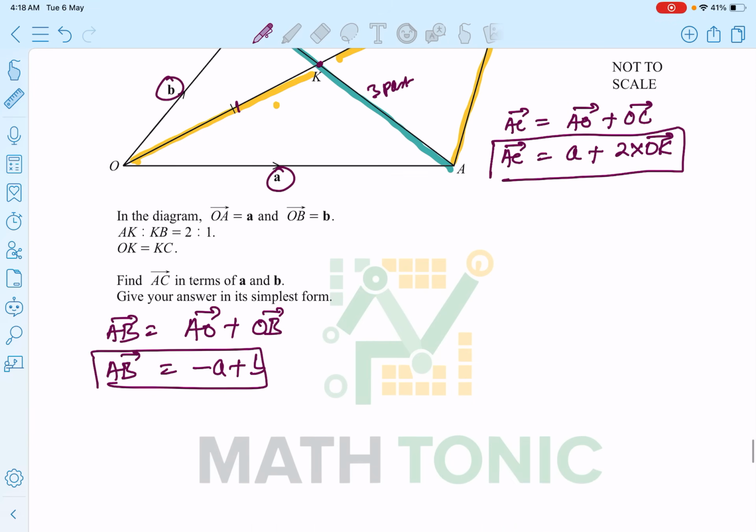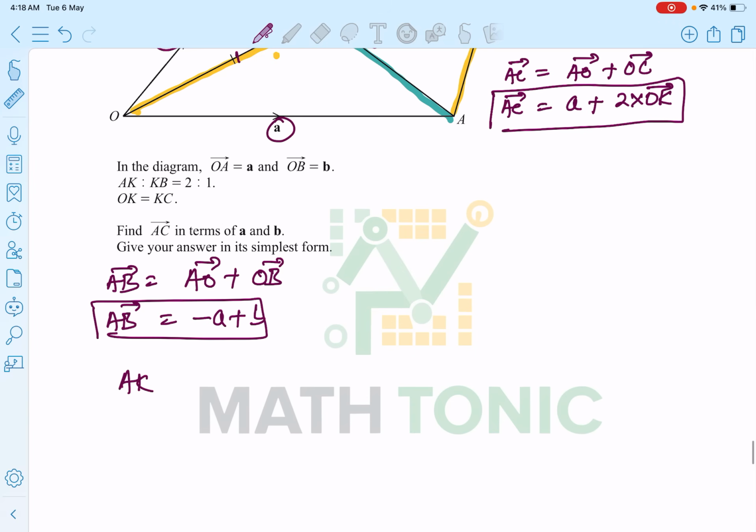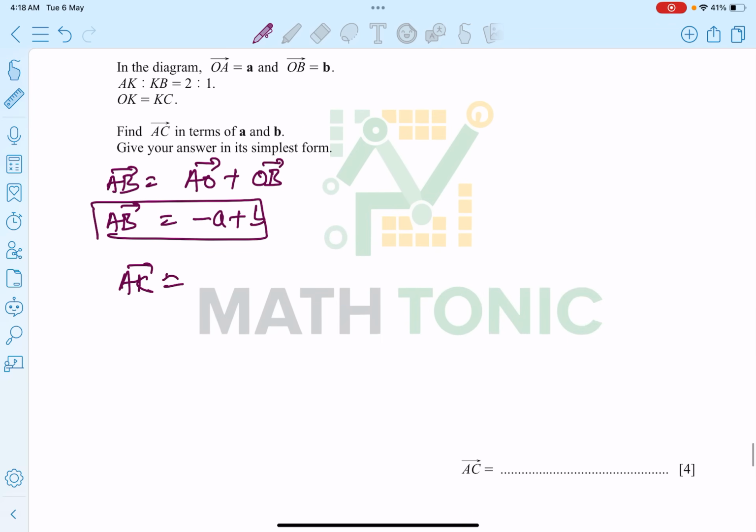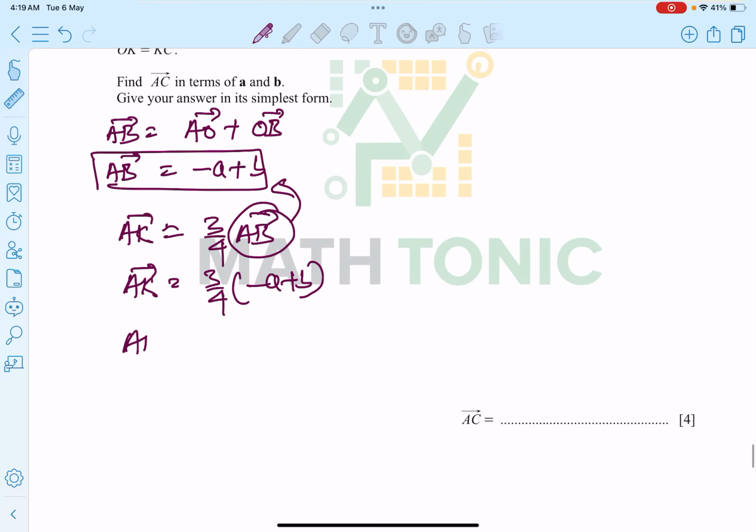Okay. Now can you find the AK vector? Which vector are we talking about? AK. I'm talking about this. So AK equals 3/4 of AB. Is it okay? AK equals 3/4 of AB. So if I replace the value of AB here, this one will be replaced like this: 3/4 of minus A plus B. So the AK vector, if I expand this, will be minus 3/4 A.